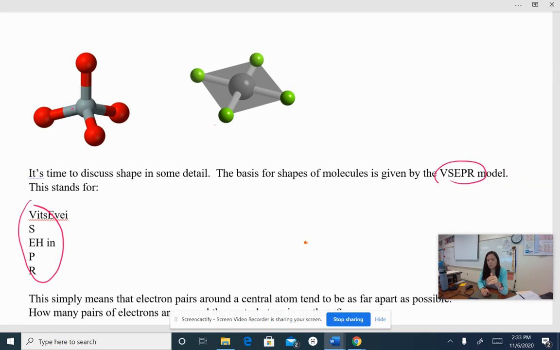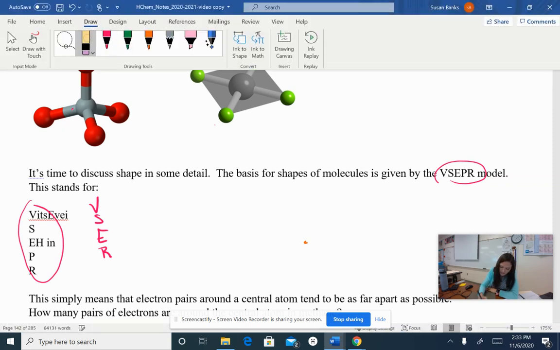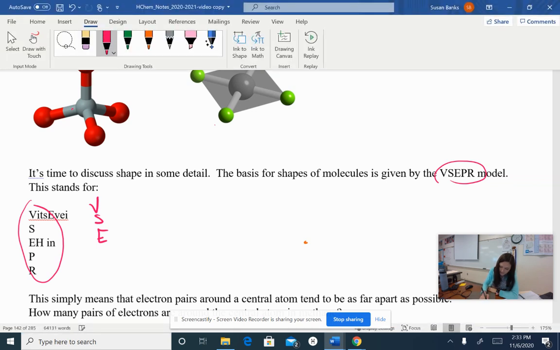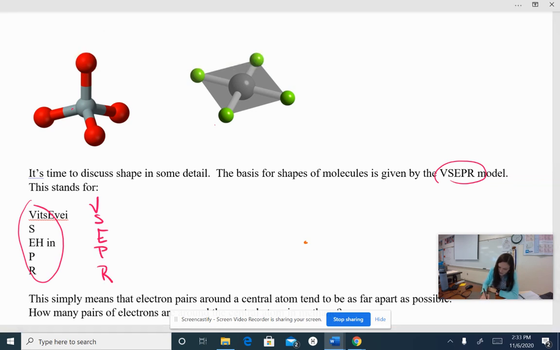Okay, now we're going to put another layer on top of this. We are now going to determine the geometries or the shapes of these molecules. And the geometries are determined by what we call the VSEPR model. So VSEPR, as you have probably surmised by now, it's an acronym. So let's look at what this VSEPR stands for.